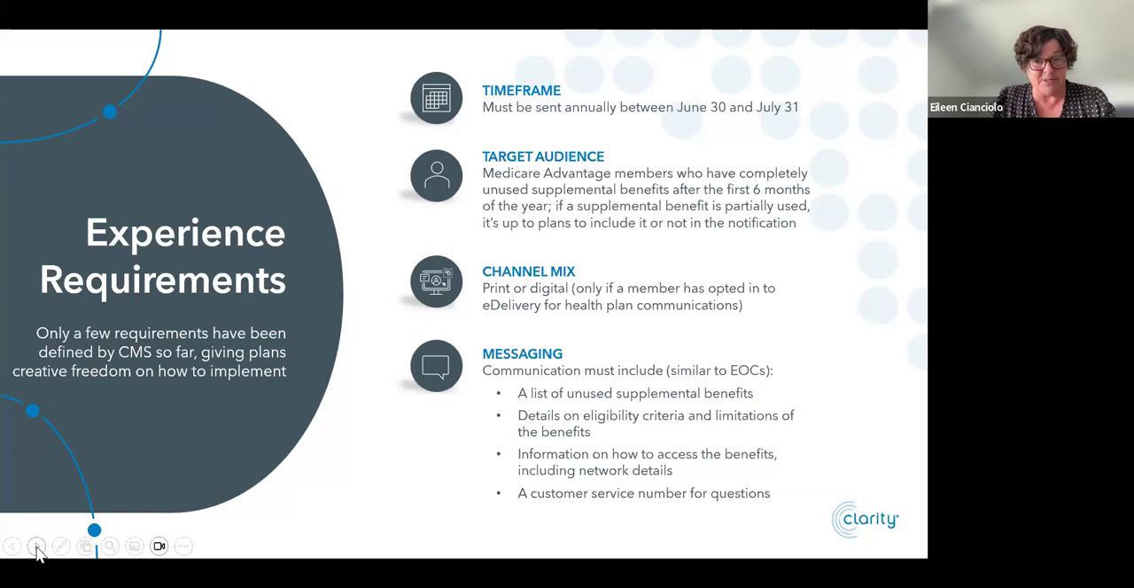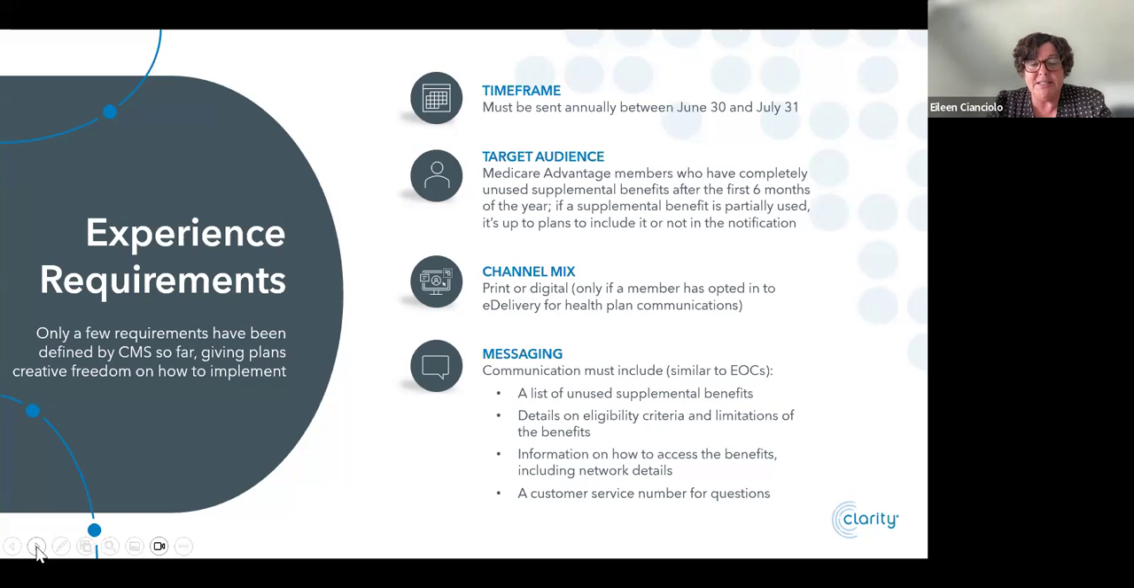It targets Medicare Advantage members who've completely not used that supplemental benefit after the first 6 months of the year. Right? So you have to pull that data pretty quickly, because you've got 6 months of them not having used it, but it has to be sent out between June 30th and July 31st. So the time window is very small there. And if that supplemental benefit is just partially used, you don't have to report on it. It's up to you. You can or can't.